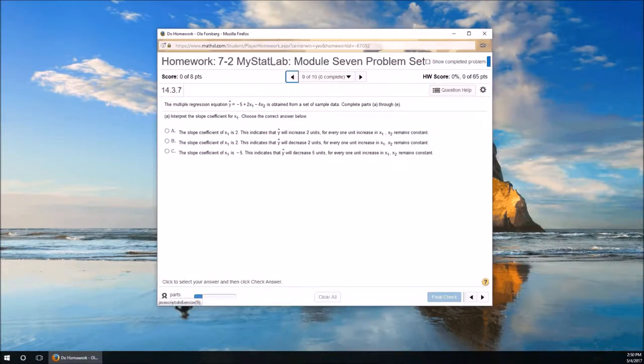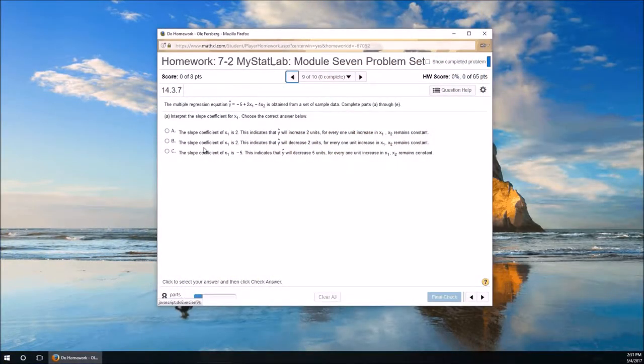Week 7 covers regression, but a little bit more in-depth than we covered it back in week 6. The problem I'm going to do from module 7 is problem number 9. Lots of parts to it, gives me lots of chance to talk. So let's get started.